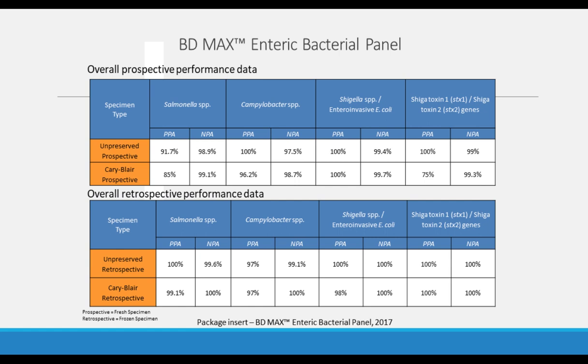You can see the top is the overall prospective, the bottom part is the overall retrospective performance data. This chart has both unpreserved and Cary-Blair specimens, and you can see for both types of specimens, there is very good agreement. And in the paper that I showed in the previous slide, there was not that much difference between unpreserved and Cary-Blair specimen testing. So that's really up to your laboratory to decide which way you want to go, or use both in your testing. And you can see this is a very robust assay for detecting these pathogens.